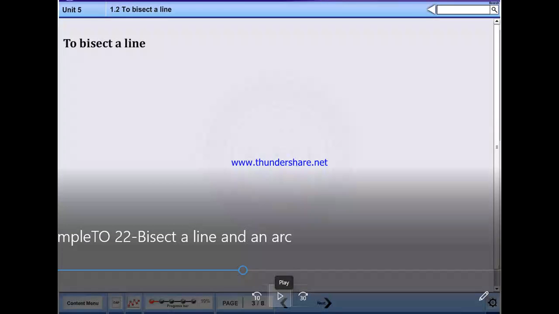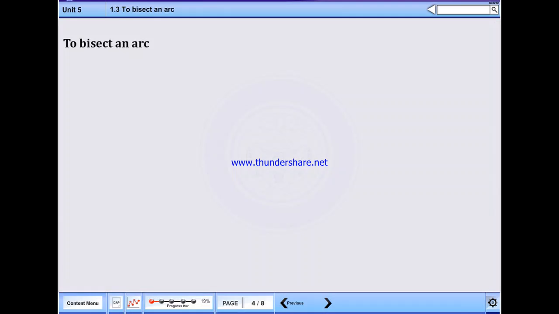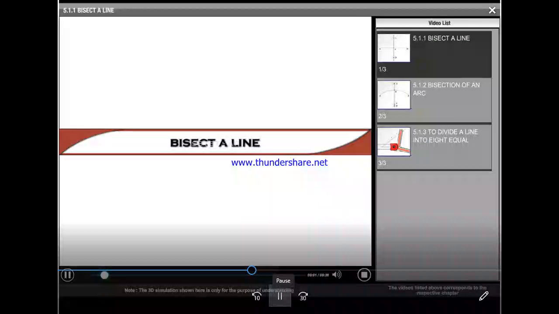Bisect the line once again: bisection of a line, bisection of an arc, bisection of an angle, and dividing a line. Once again, we'll see.